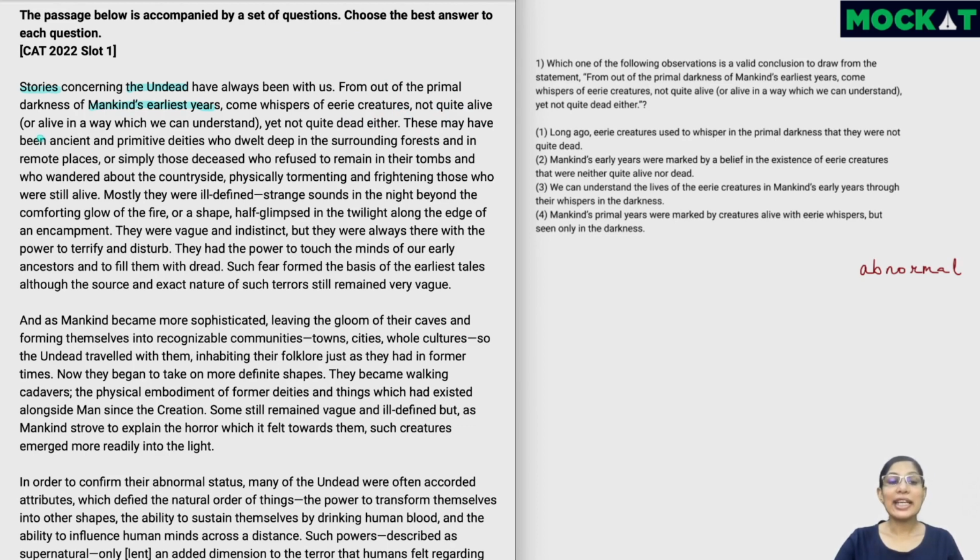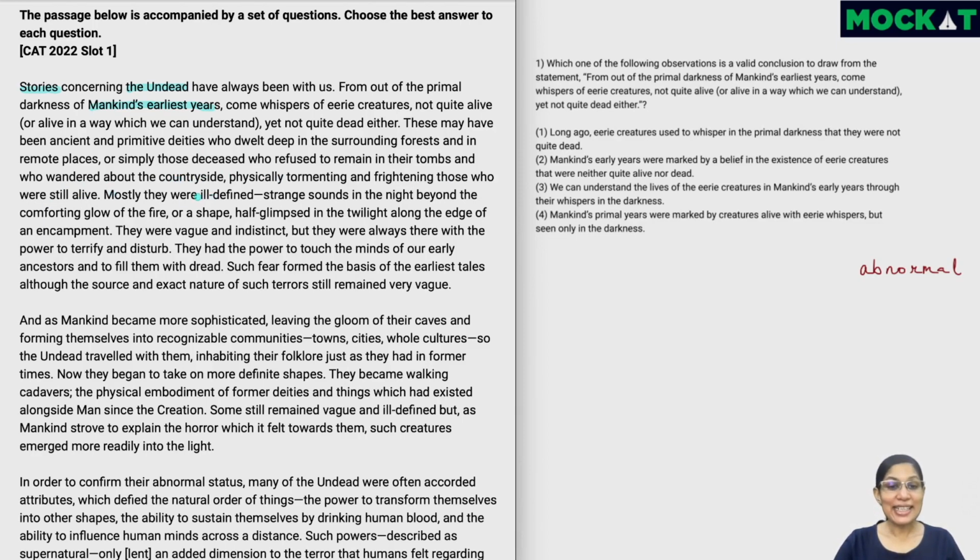They may have been ancient and primitive deities, gods, who dwelt deep in the surrounding forests and in remote places, or simply those deceased who refused to remain in their tombs and who wandered about the countryside, physically tormenting and frightening those who were still alive. So they could be like gods, or they could simply be people who refused to die and they kept wandering about. So, something like spirits or ghosts.